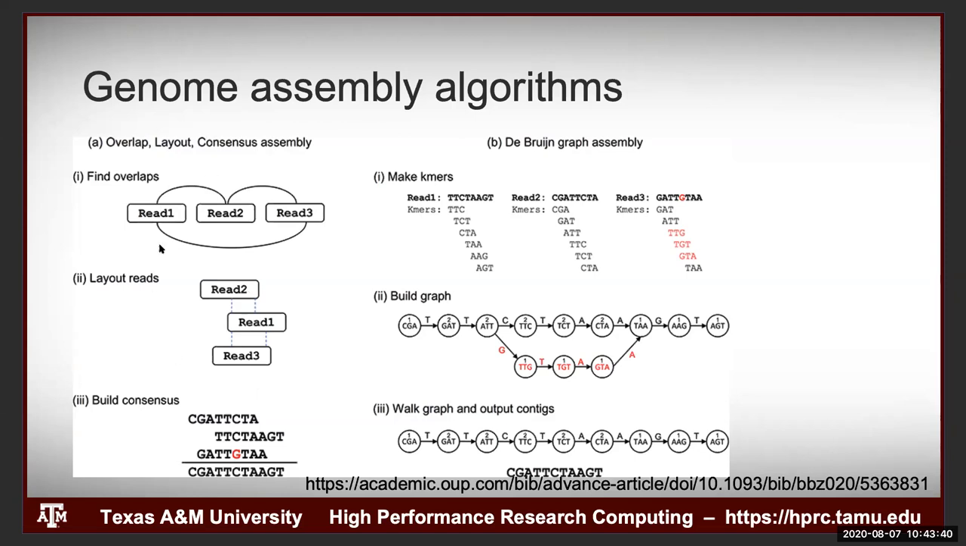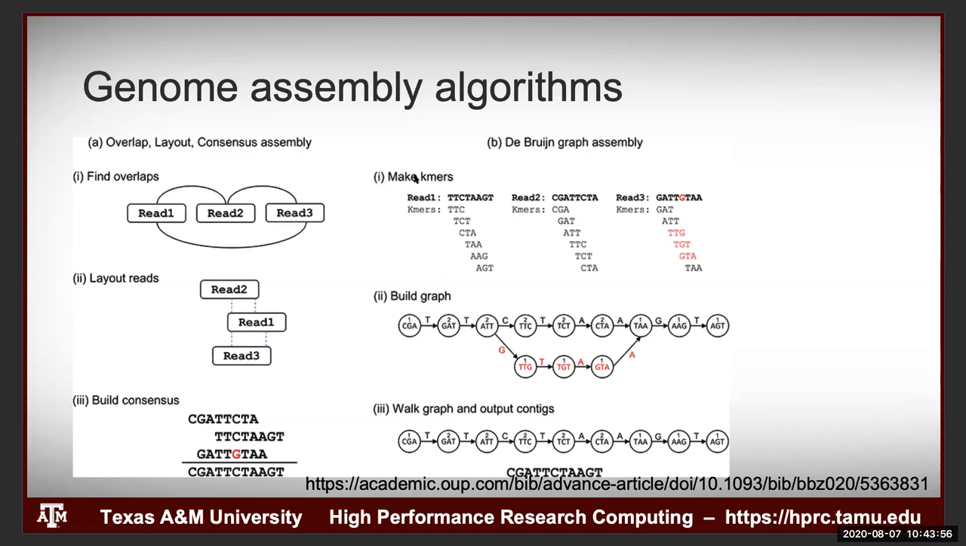And with the new NGS data, there are so many reads there. So this approach is not feasible. It's not efficient anymore, because when you have billions of reads, this approach is not really efficient anymore. So the new algorithms, like de Bruijn graph assembly, this is the most popular one.